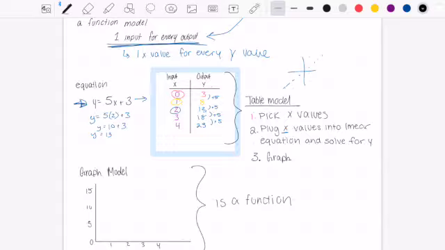So a graph model is a good way to visually determine if something is a function or not. Now we've talked about how to determine from an equation and from a set of values, but now we're going to do it with our graph. So I'm going to quickly graph the points that I see here. So my first one here, the 0 and 3. So I'm going to go 0 on my x and up to 3. So that's somewhere right in there. And then my next one is 1 and 8, which is somewhere right in there.